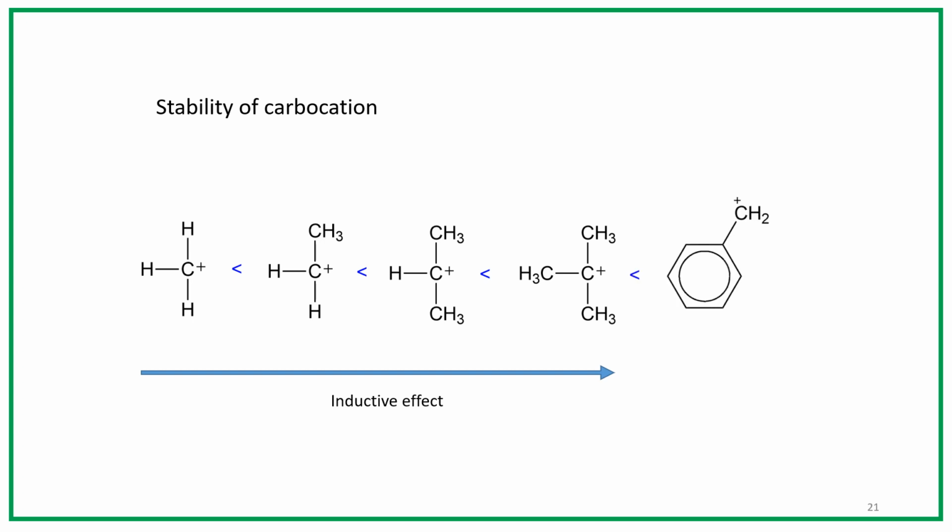And let's consider this type of carbocation. You can learn more about this type of ion when you are studying benzene. This type of carbocation has more resonance structures. They can form with the pi electrons in the benzene ring. Therefore, this carbocation has high stability due to the resonance effect.